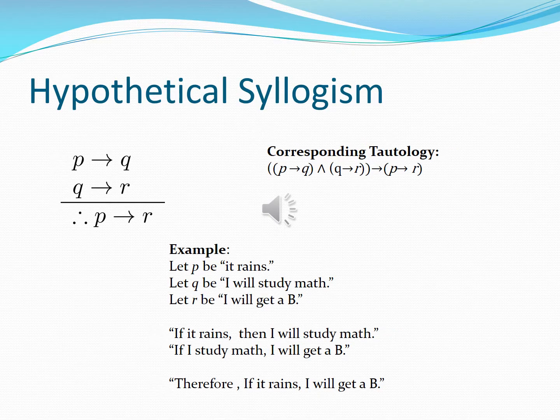Hypothetical syllogism. If P then Q, if Q then R, therefore P implies R. Let P be, it rains. Let Q be, I will study math. Let R be, I will get a B. If it rains, then I will study math. If I study math, I will get a B. Therefore, if it rains, I will get a B.